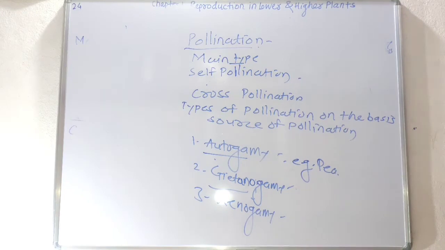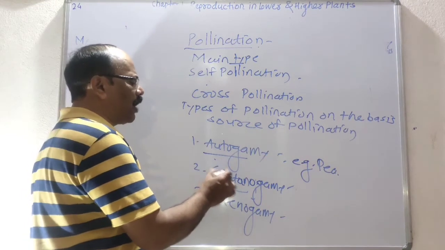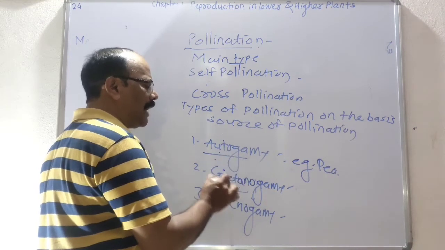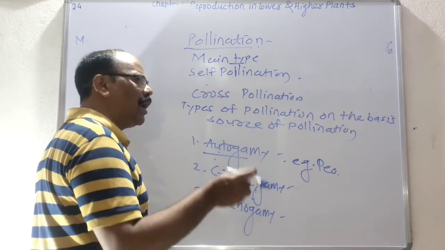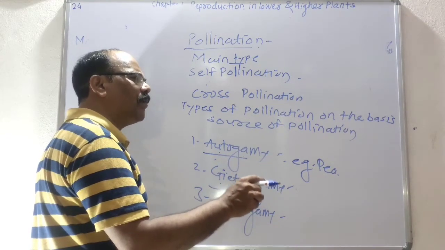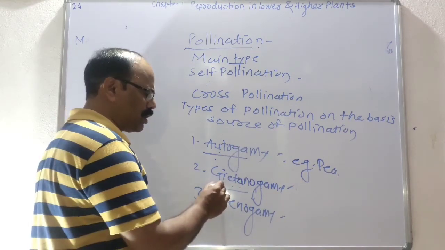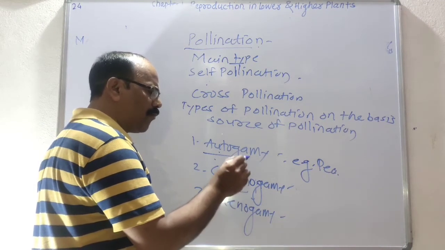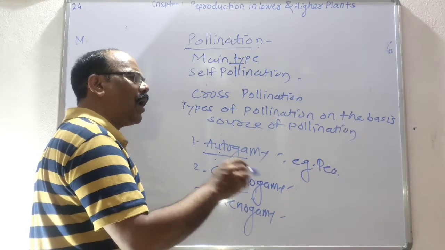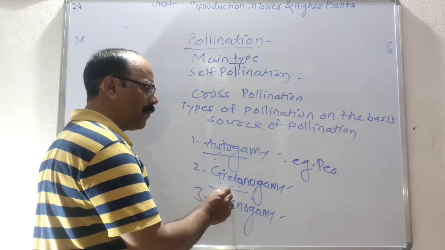In the geitonogamy, there will be the transfer of pollen grains. What is the meaning of geitonogamy? Geitono means neighboring, gametes. Auto means self, gametes. Here geitonogamy means the process of pollination takes place on the transfer of pollen grains on the stigma of the flower of the same plant. On that main plant, it is the process of transfer of pollen grains from anther to the stigma of the same flower or another flower born on the same plant. That is called as the geitonogamy.